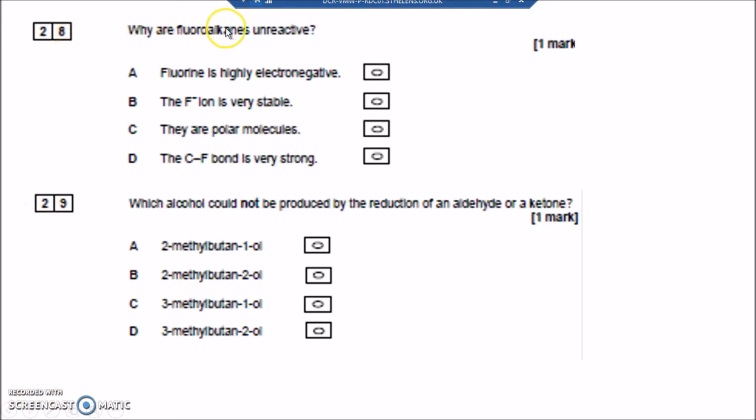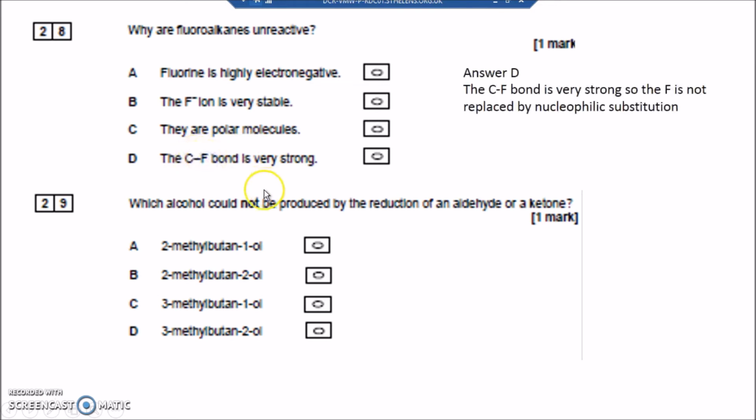Number 28. Why are fluoroalkanes unreactive? You either know this or you don't. The answer is that the CF bond is very strong. So if you had something that was, say, for example, an OH minus, and you're expecting the fluoroalkane to undergo nucleophilic substitution with the OH minus attacking the delta plus on the C and expecting the electrons to go from the CF bond onto the F and release F minus. It's just not going to happen because that bond is too strong. So your answer is D.